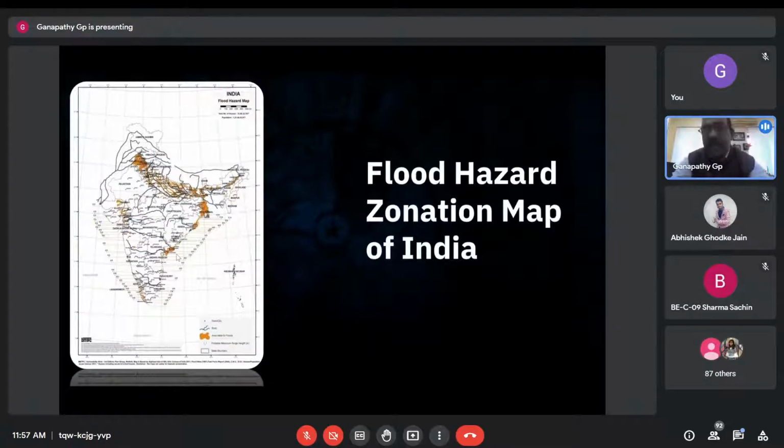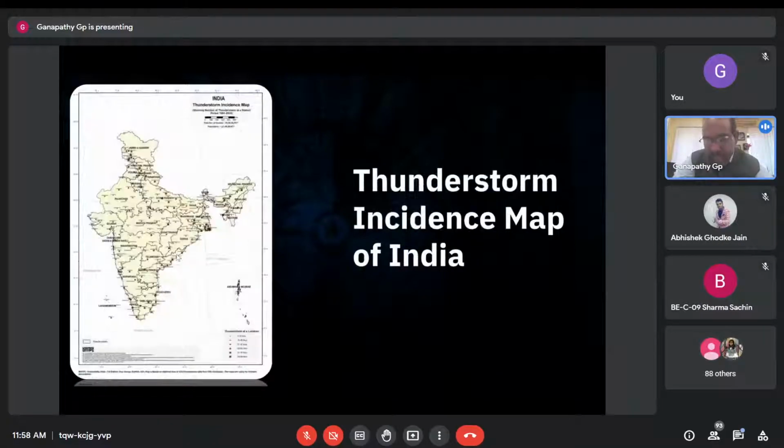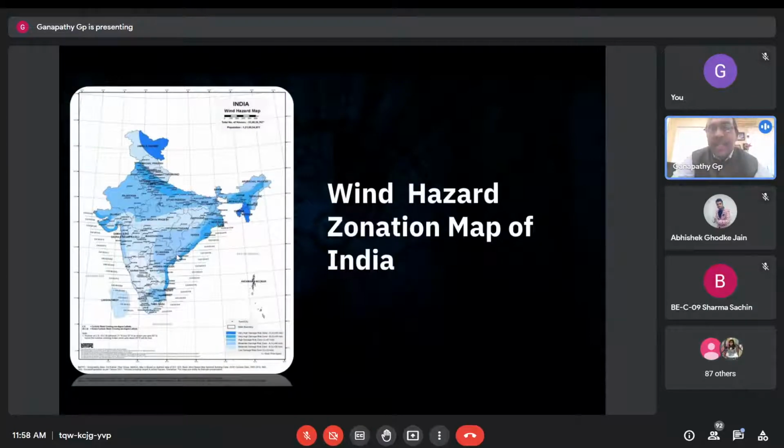And we have the flood hazard zonation map of India. All our river areas and other areas have been divided into a number of parts, and those areas are prone to floods. And we have thunderstorm incident maps. This is a new map given by the Government of India. The number of thunderstorms which occurred in a particular area is depicted over here. And we have the wind hazard zonation map of India, where the different damage risk zones of wind are given over here. This is a cyclone hazard map.